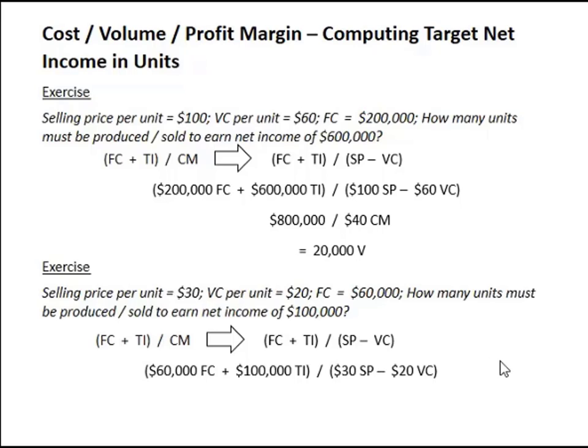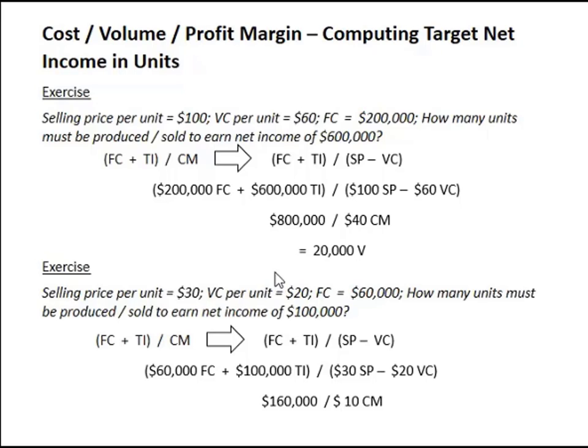So now we can populate the formula. I start out with my fixed cost. My fixed costs are $60,000, so I insert those into the formula. I now also need my target income, which is $100,000. That's inserted into the formula. That's going to be divided by my selling price minus my variable cost. So my selling price is $30 a unit minus my variable costs, which are $20 a unit. So I'm going to go ahead now and reduce the problem. And now it's $160,000 divided by a contribution margin of $10 per unit.